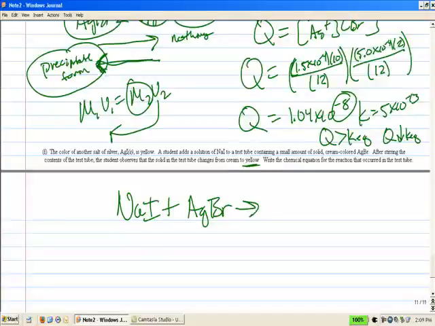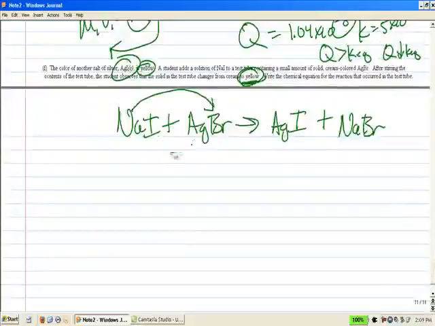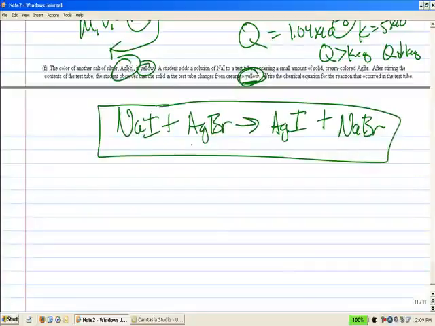When those react, it tells you that it turns yellow. Well, it tells you what's yellow. What is yellow? The AgI. So one of your products has to be the Ag going with the I. If that's one product, what's the other product going to be? The sodium going to the bromine, NaBr. So that would be your chemical equation for that reaction. Okay, that's it for the review.